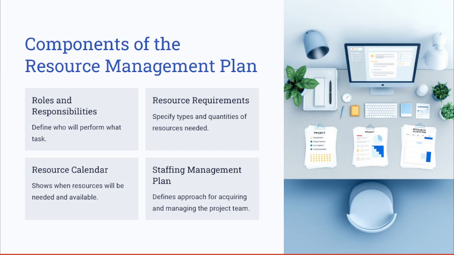Also, you have the resource calendar. A resource calendar is a detailed calendar showing when the resources will be required and their availability, helping to prevent shortages or overallocations. Another key component, which is also considered one of the outputs, along with the resource calendar that we already have covered, is the staffing management plan. That will outline the strategy for acquiring, developing, and managing the project team, ensuring that the right people are in place for the job.